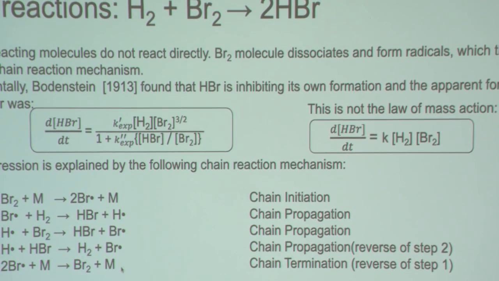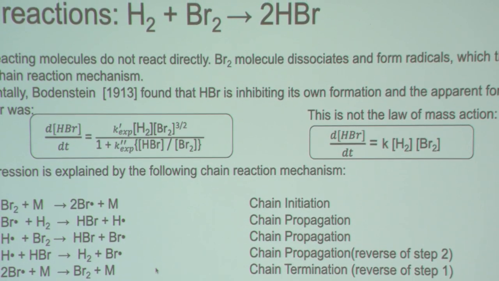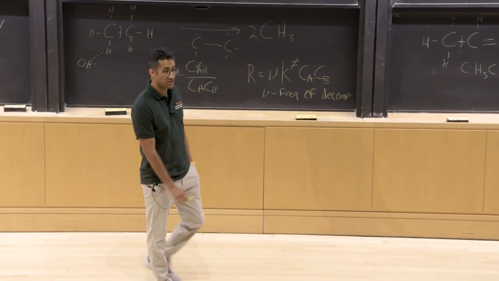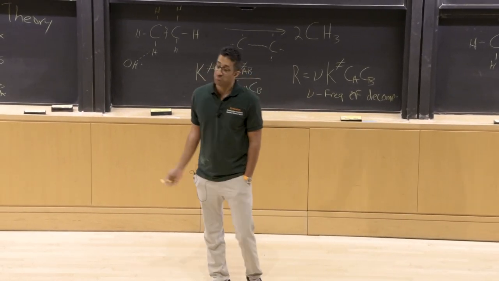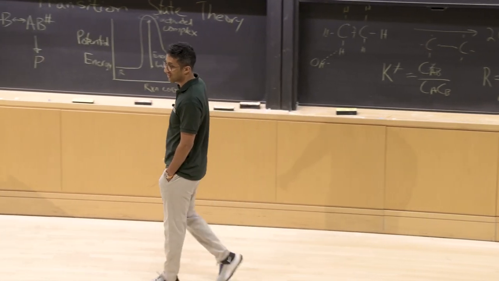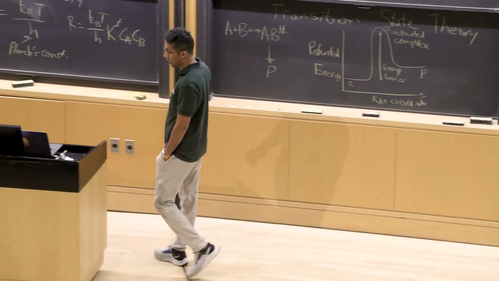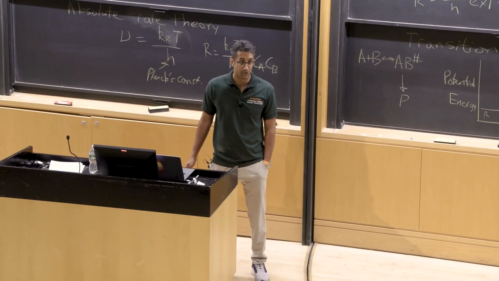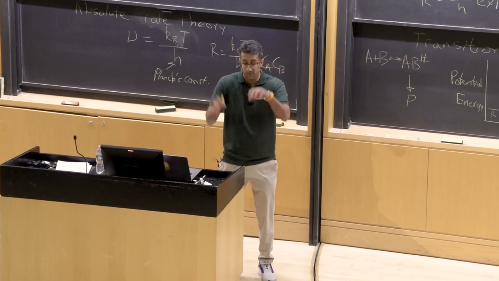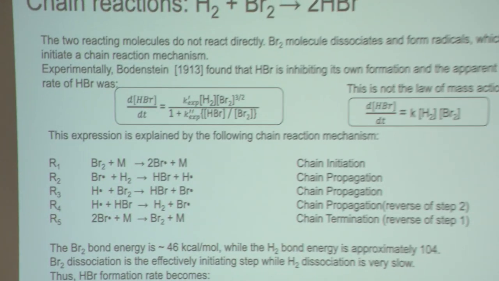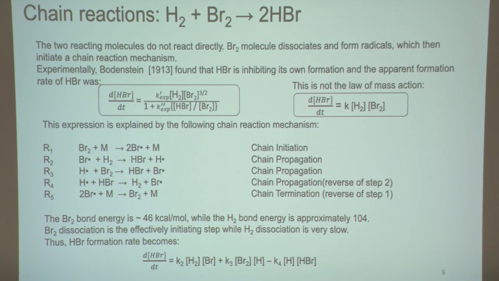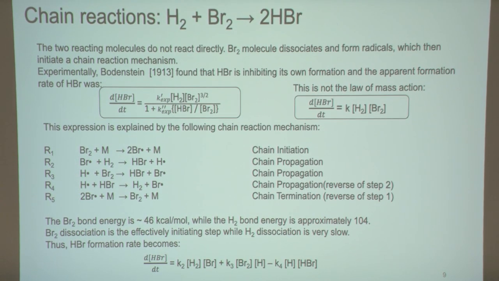And these are the different steps they postulated in Christensen's thesis. Interesting, they said the first step was bromine dissociation. They didn't say it was hydrogen dissociation. And again, it was simple thermochemistry, bond dissociation energy. Bromine has a lower bond dissociation energy, less than half that of hydrogen. It's 46 kilocalories for bromine to break apart, whereas it's 104 for hydrogen. So that's why they said bromine is the first thing to break, and therefore that's the potential initiation step.